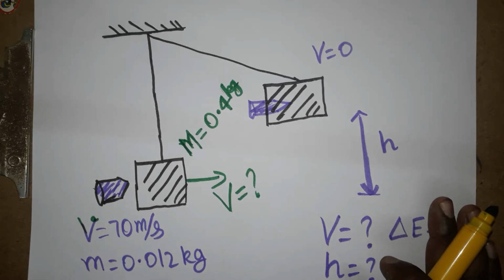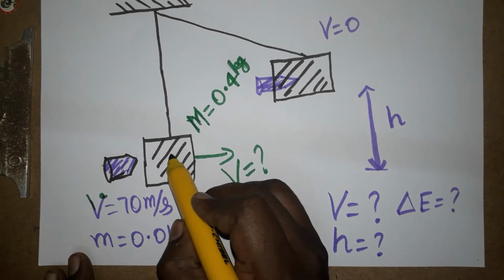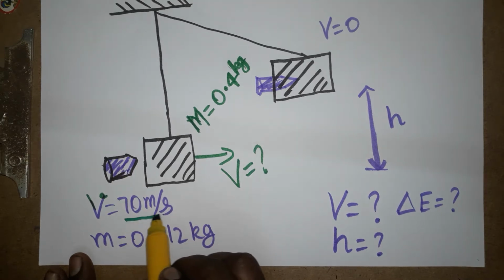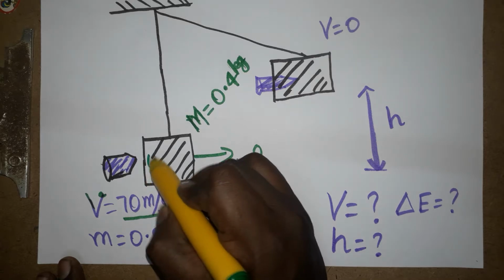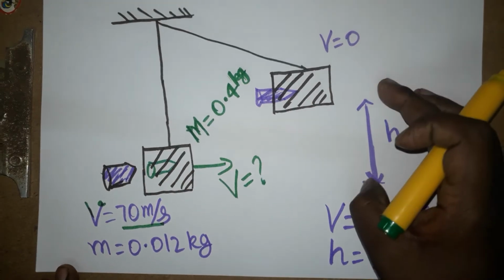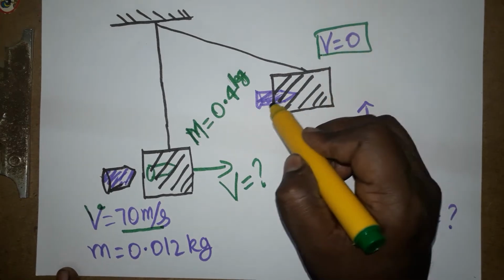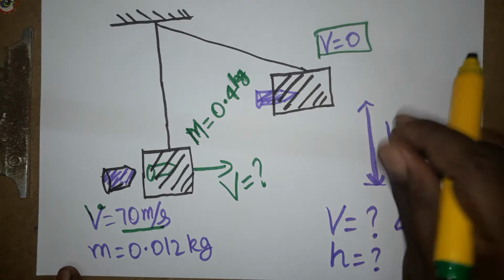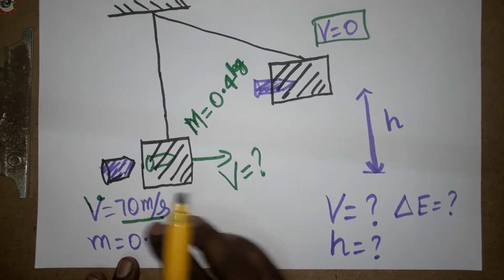First we will see what data is given. Here a bullet and one block are there. When we fire the bullet at 70 meter per second, the bullet goes inside the block, and then it rises to a height H, and finally both block and bullet become at rest at height H. The initial velocity of the bullet is 70 meter per second.